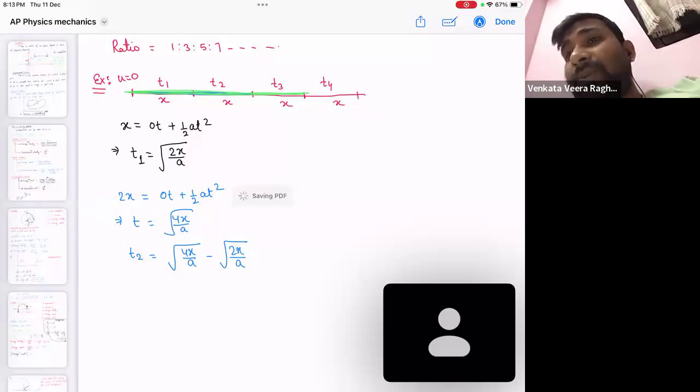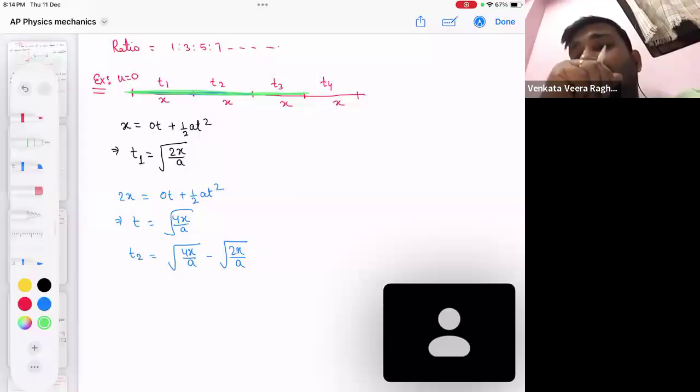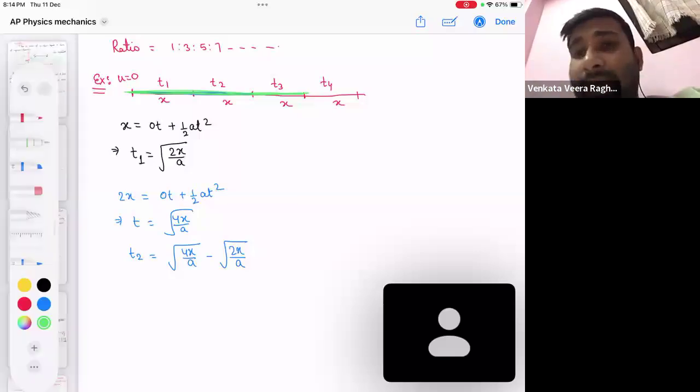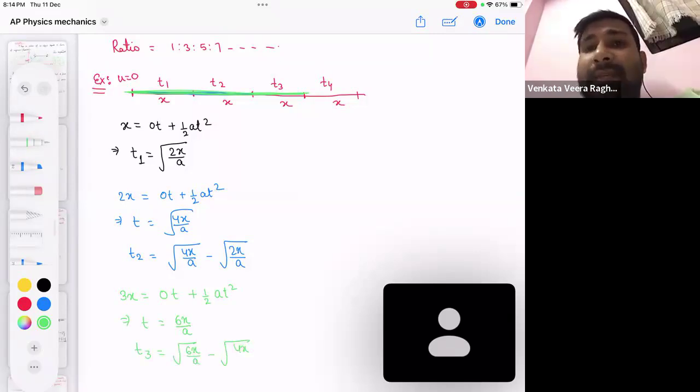Please tell me, are you getting this one? What are we doing in the question? Yes, sir. So here, if I take the first 3 sections as my displacement, then the displacement is going to be 3x. Initial velocity is still 0, t plus half a t squared. So what is the time we are getting? Under root of 6x by a. So t3 will become under root of 6x by a minus under root of 4x by a.